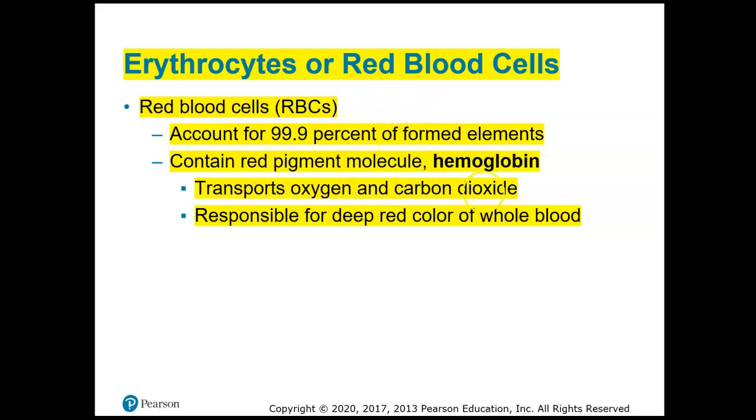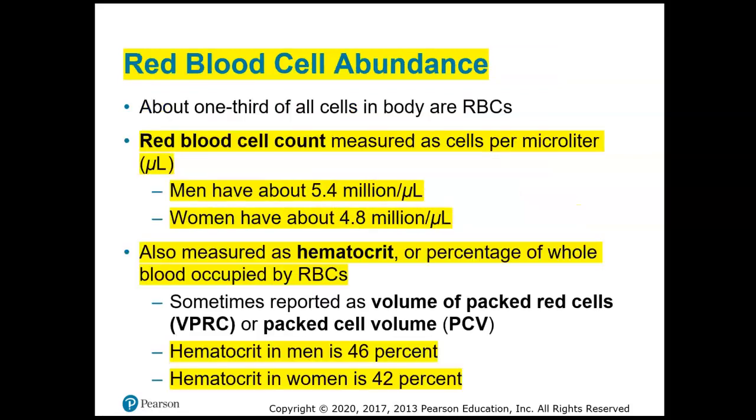Red blood cells contain a red pigment molecule called hemoglobin, which is the reason why the blood has the deep red color. Hemoglobin is a globulin, one of the plasma proteins, and it's used to transport oxygen and carbon dioxide, although its primary use is transporting oxygen.